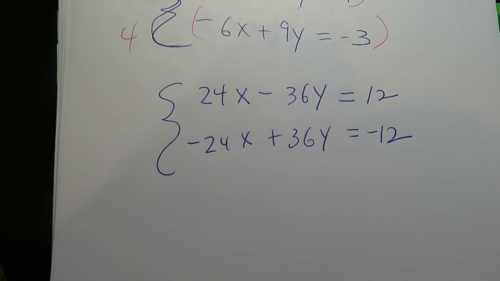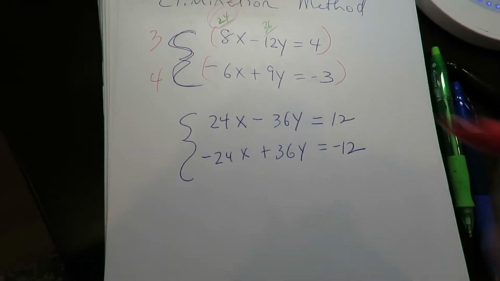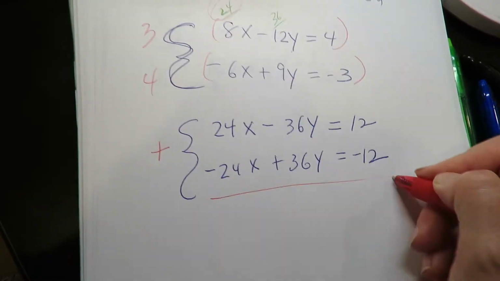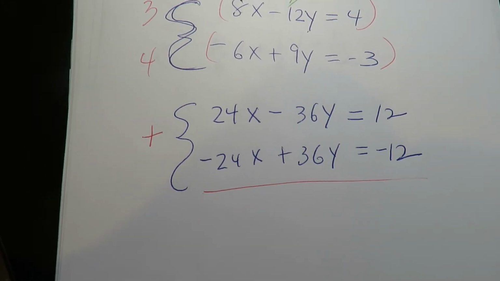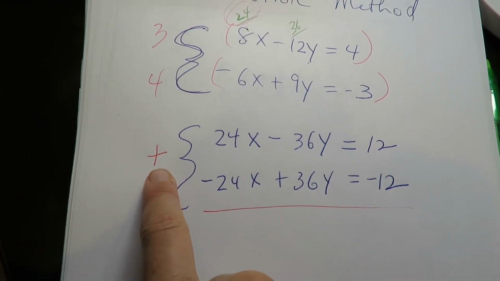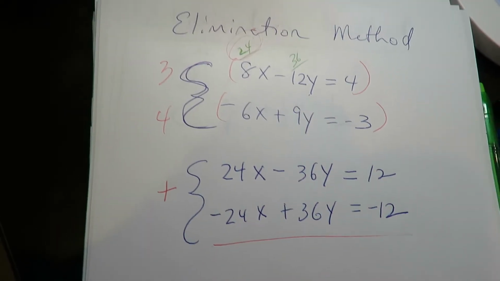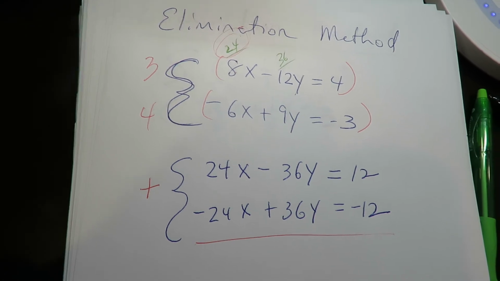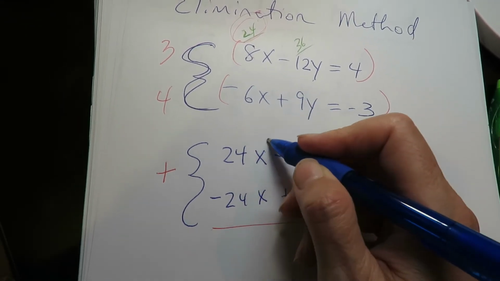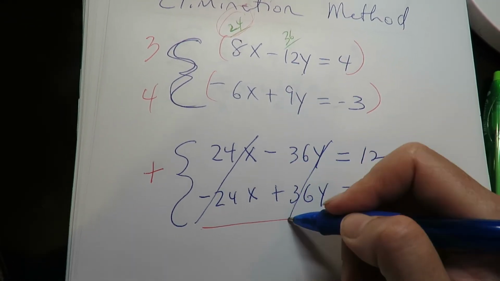Okay, so you can see we have something interesting going on here. Now I'm going to add these. By the way, you can always subtract them. You can add or subtract them. I will just always add them, not to get people confused. All right, so now this adds to 0 and this adds to 0.